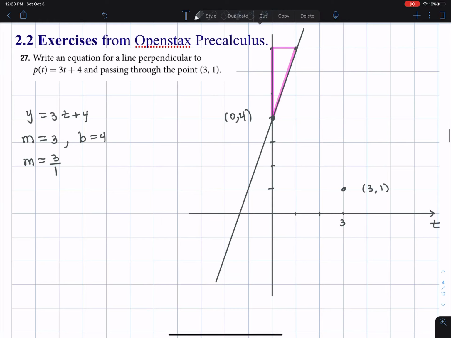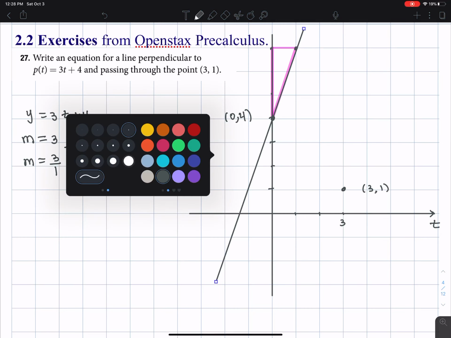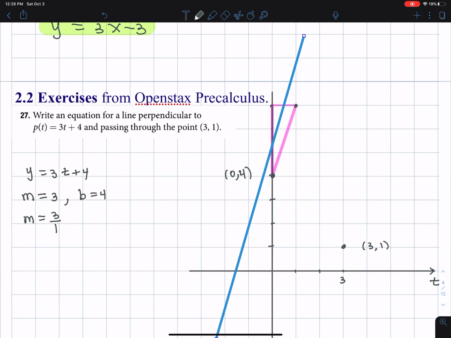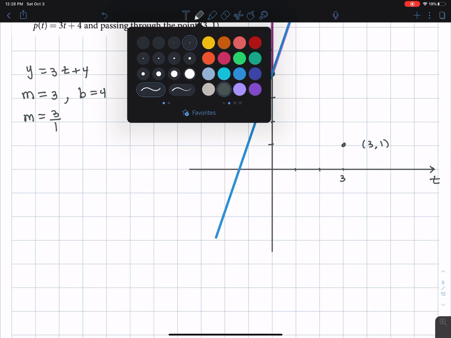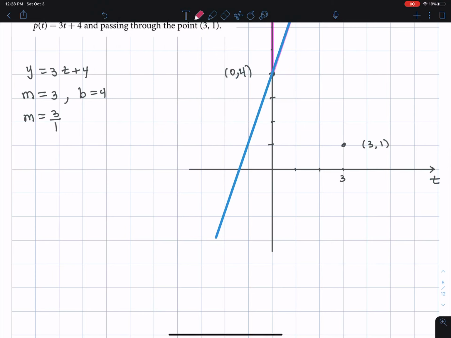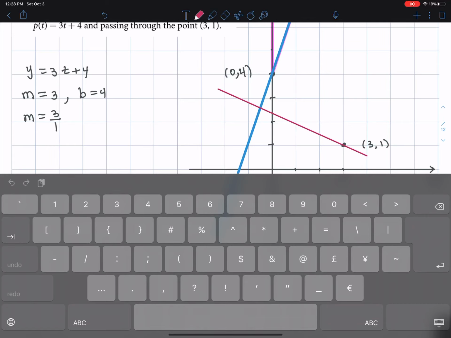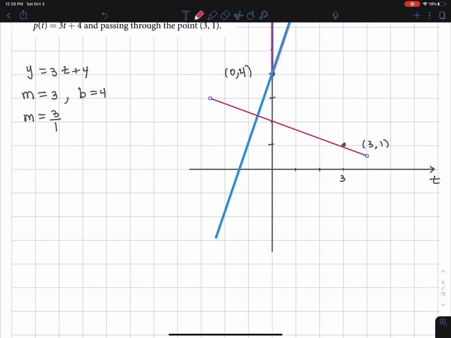Okay, now I'm trying to find a line that's perpendicular to that. I was thinking, can I just sketch a graph carefully to find the perpendicular and find the equation of that perpendicular line? But I think the answer is no. I think I have to use some math to really get the exact answer. I can sort of guess what it would be, something like that. It looks sort of perpendicular, but just by sketching the graph, I don't think I can do it.